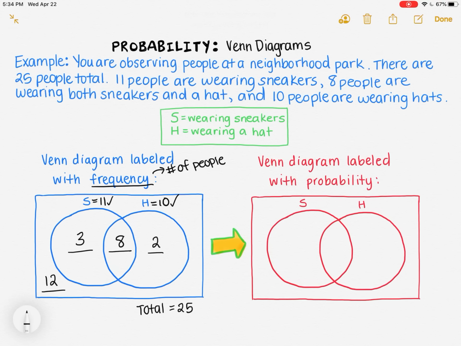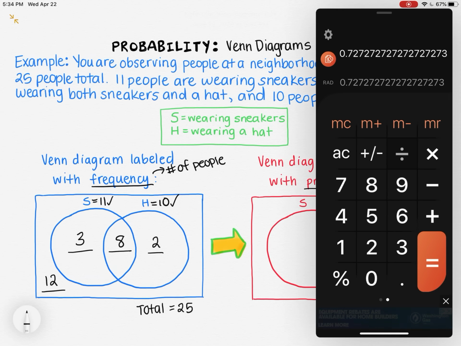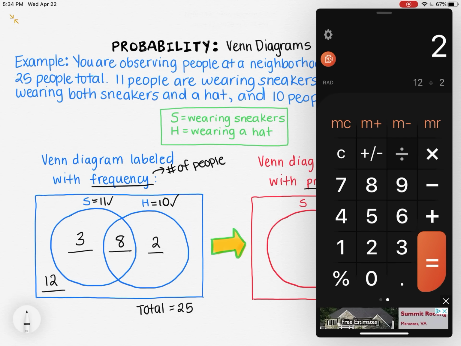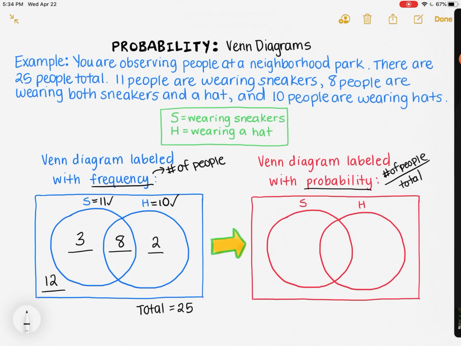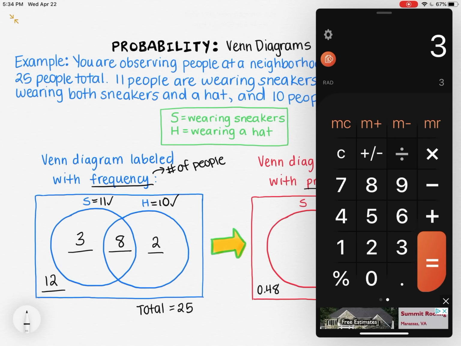Now, to make a Venn diagram labeled with probability, I need to go through each section of the diagram, take the number of people in the section, and divide it by my total. That's going to give me a decimal, which represents the probability of somebody falling into each of the sections. I'll start with the 12 in the bottom left corner. I can take 12, divide it by my total of 25. That gives me the probability of not wearing sneakers or a hat, which is 0.48.